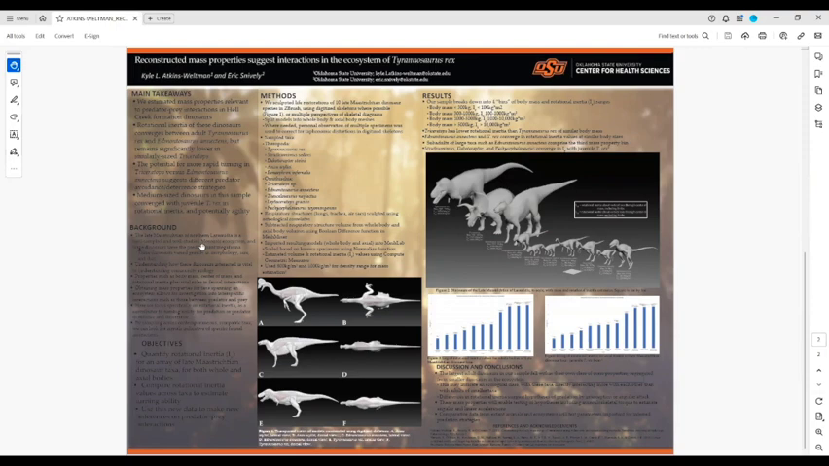But we want to understand how these communities were structured and how these animals interacted with each other. Mass properties are a really good way to get at part of that. Specifically here, we wanted to look at turning ability, i.e. rotational inertia. To explain that, the higher rotational inertia you have, the more resistant your body is to changing direction. So the higher it is, the less agile you tend to be.